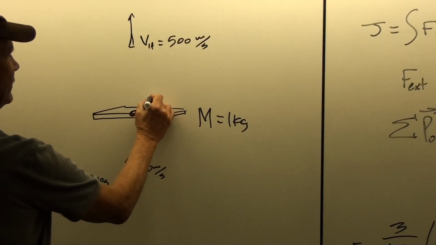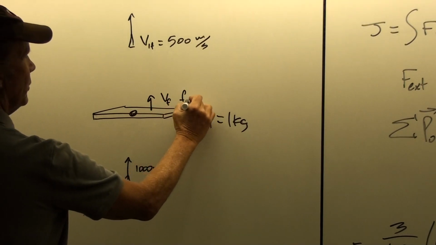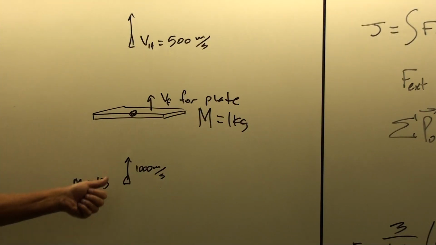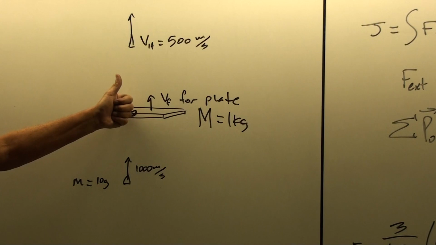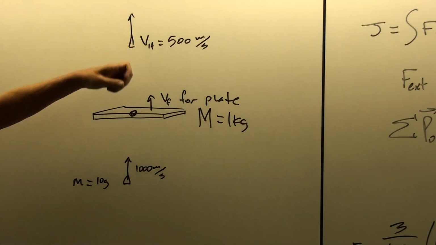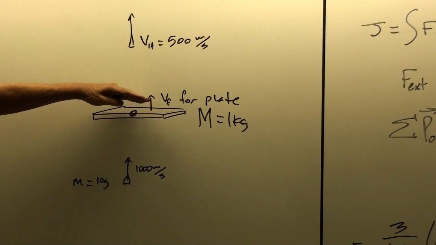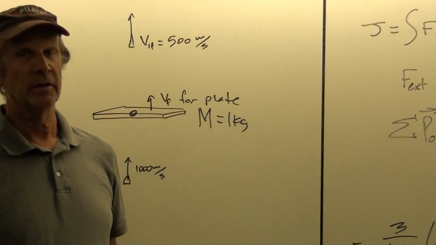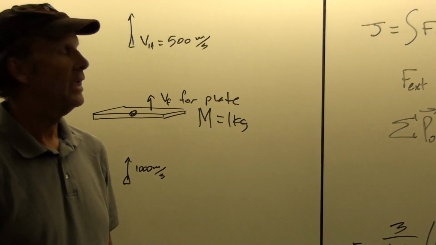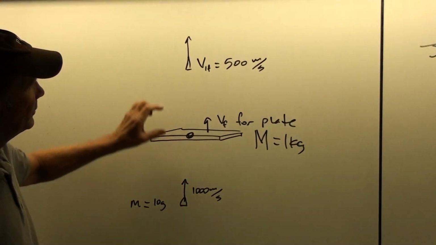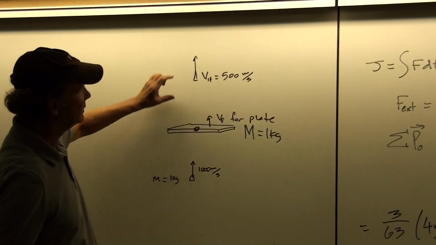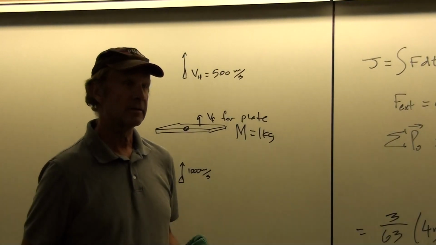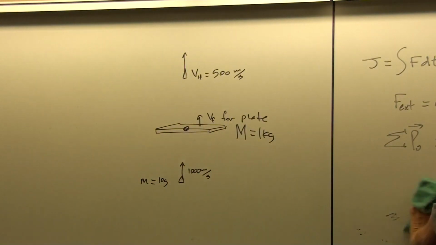So let's find V final for the plate. The plate is going to feel the force of the bullet penetrating it and going right through it, but then that's going to allow the plate to pick up some of the momentum that the bullet lost, because that's the only other place for it to go. And so if the bullet has lost half its momentum, it still has the same mass, but half the velocity, that means that amount of momentum must have been given to the plate. And so that is the way that I would physically look at the problem.